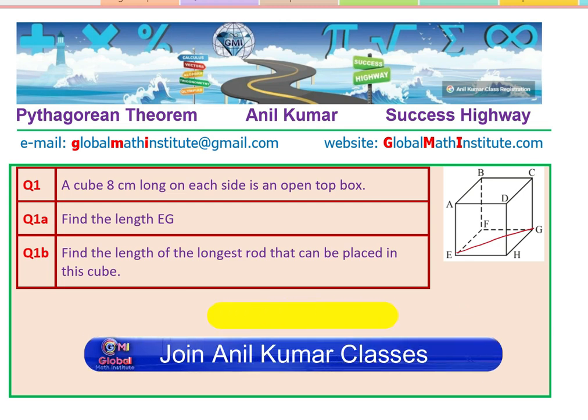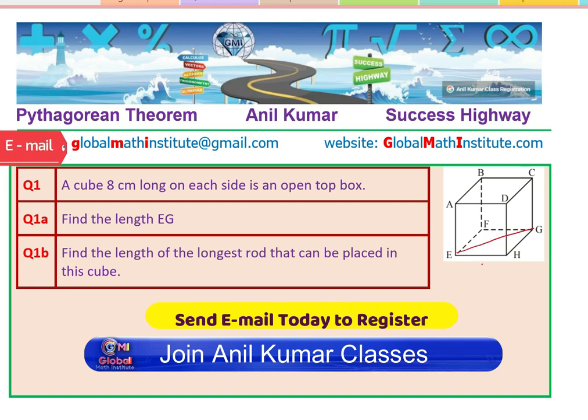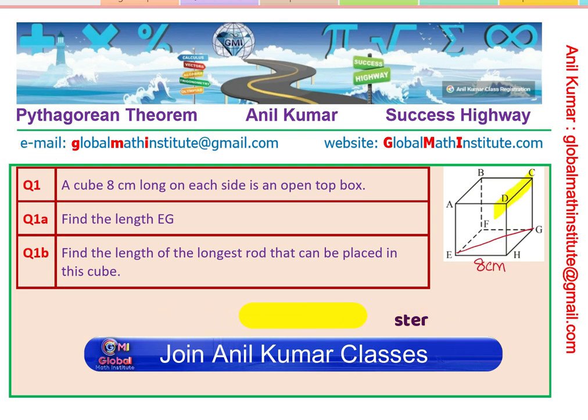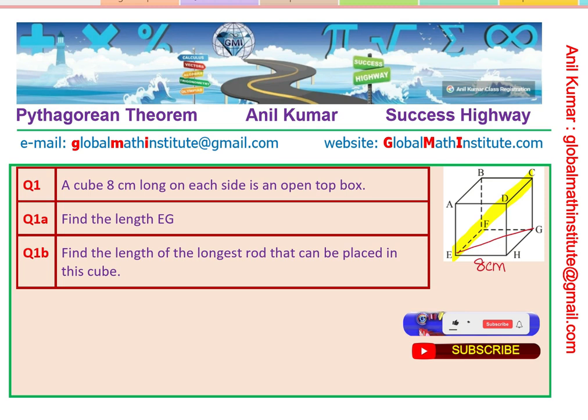Have a good look at this particular cube. Each side is 8 centimeters long. You need to find the length of the longest rod, which could be along this particular path. You can pause the video, answer the question, and then look into my suggestions. These questions should be answered without a calculator. However, you are free to use a calculator also.